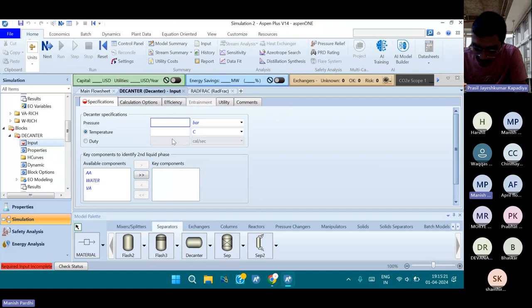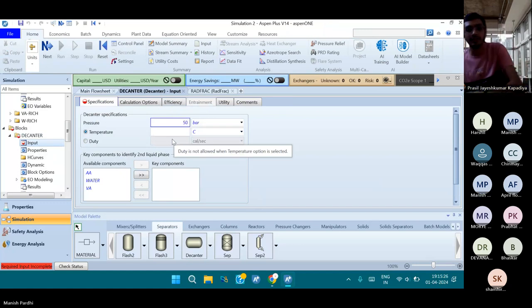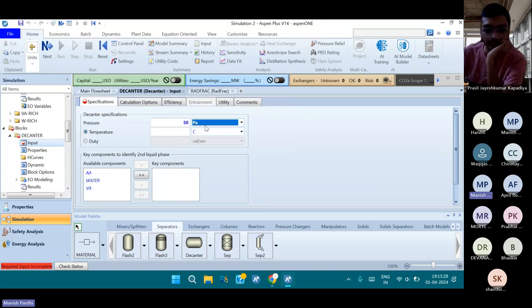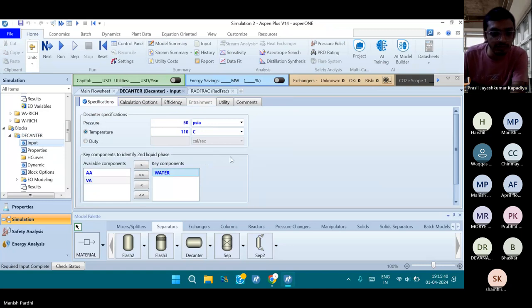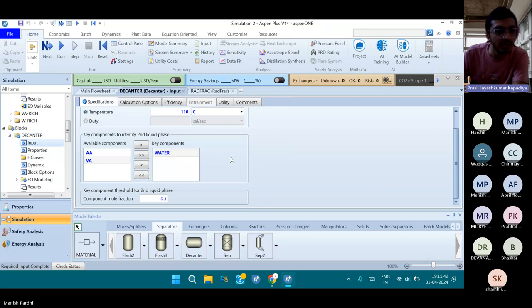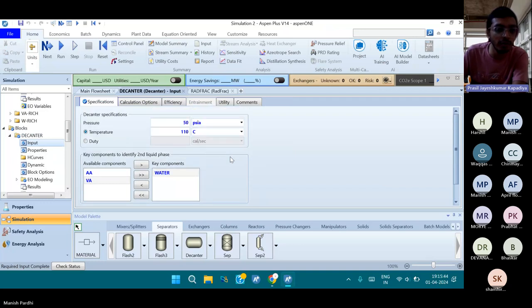Decanter. Here decanter pressure is given as 50 psi and temperature is 110 degrees Celsius. Key component in second liquid phase is water. I guess input is complete. Required input complete. Now let's run it and see what we are getting.